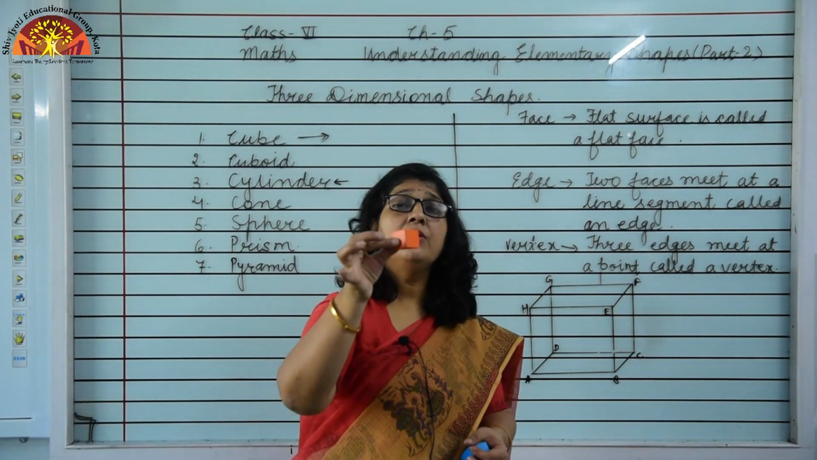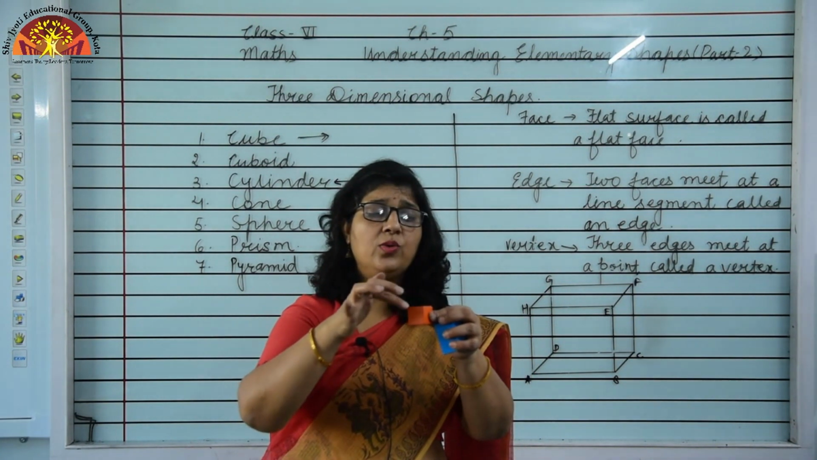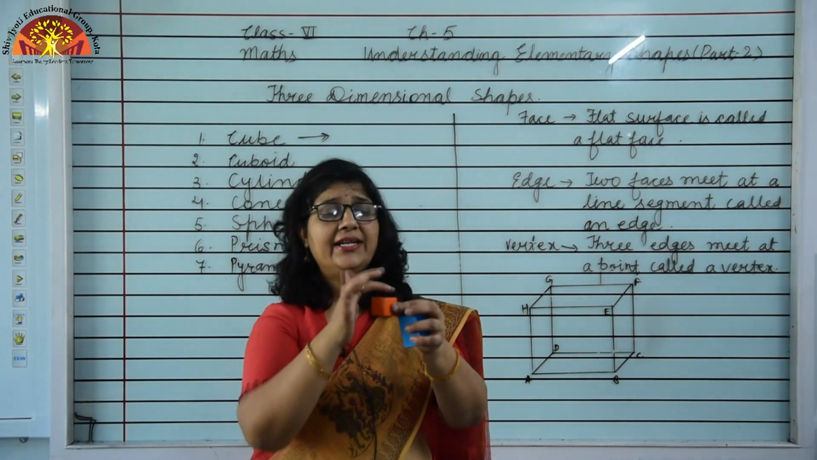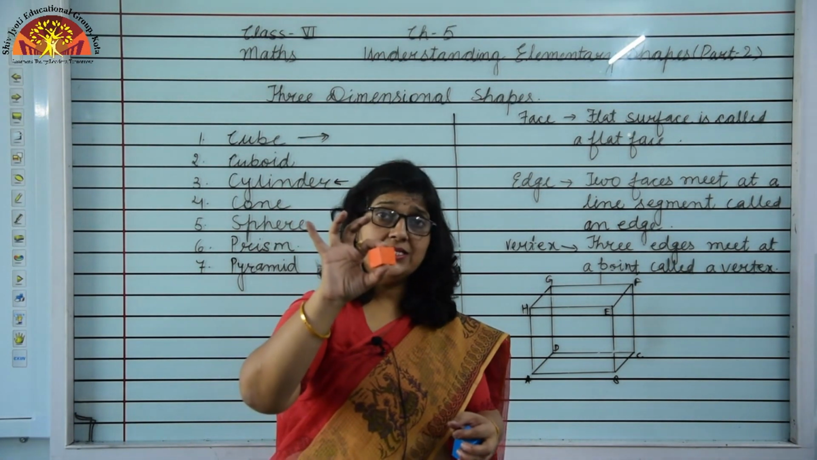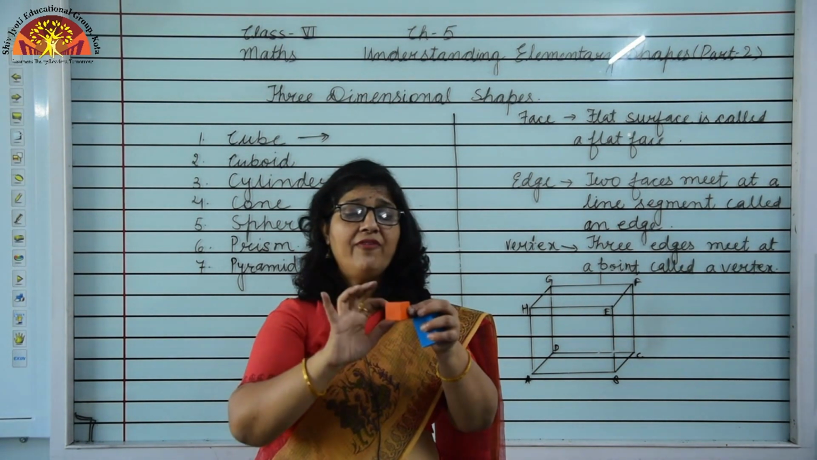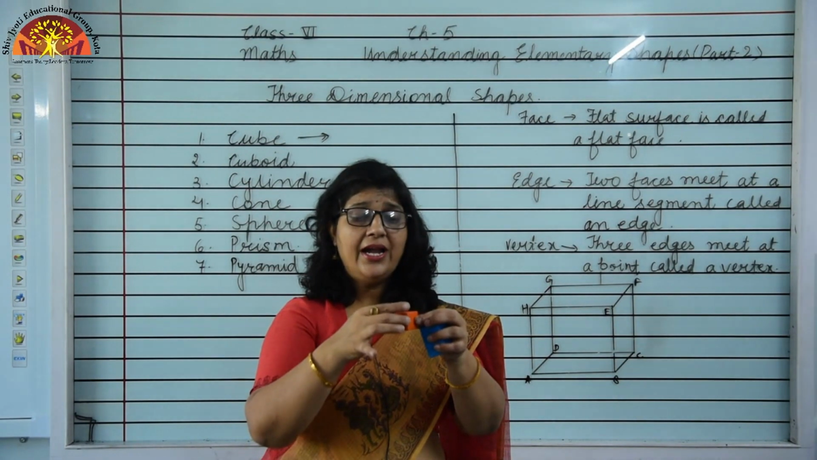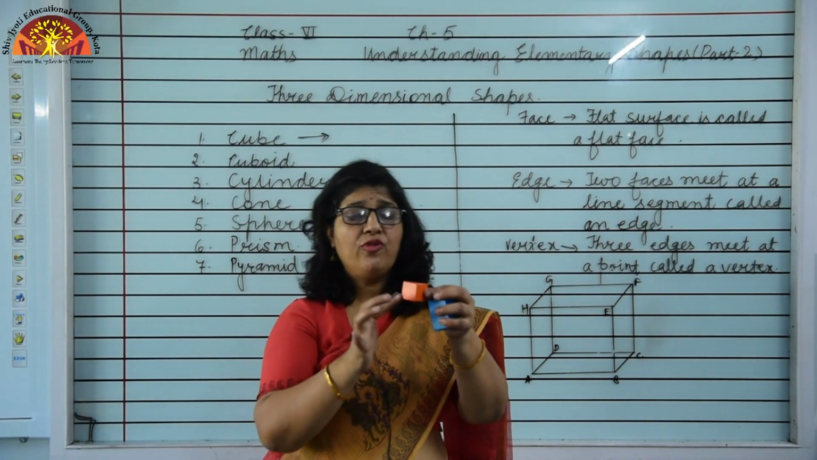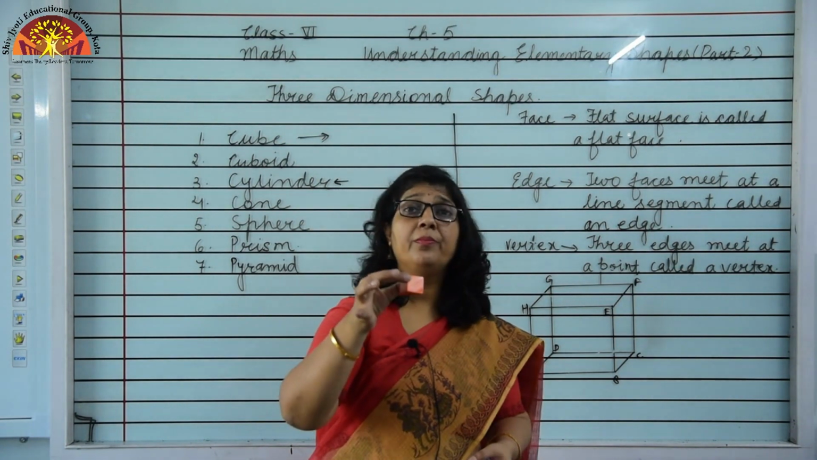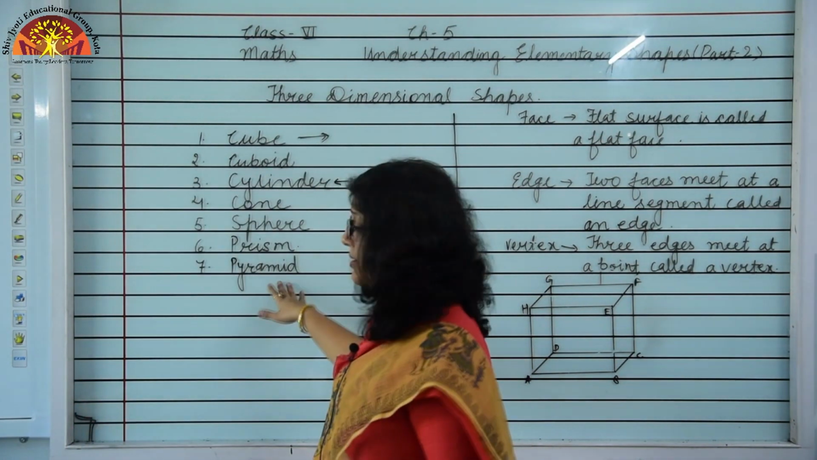ये क्या हो गया? Prism. And in a prism we have 1, 2 and 3, 4, 5, 6, 7, 8 and 9, 9 edges in this prism, in triangular prism, and we have 1, 2, 3, 4 and 5 faces in this, and we have 1, 2, 3, 4, 5 and 6 vertices in this triangular prism. Understood? Now friends, next shape is pyramid.